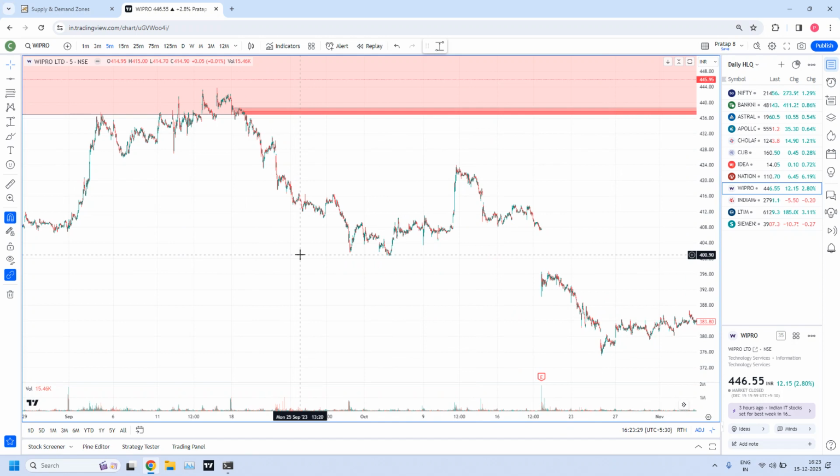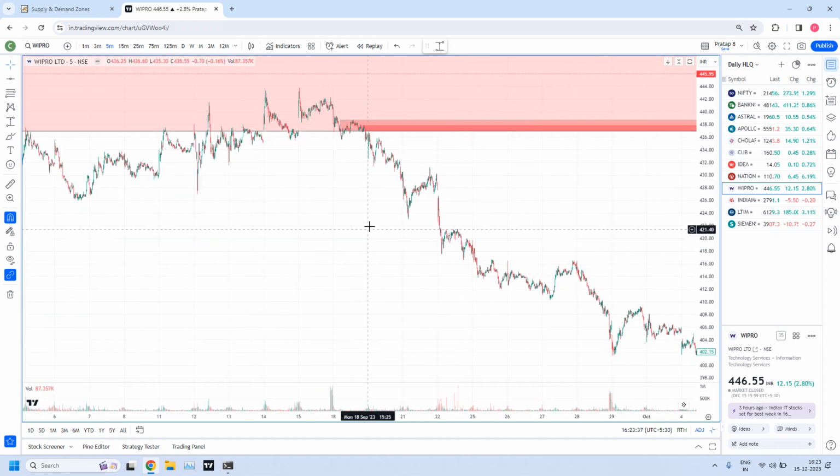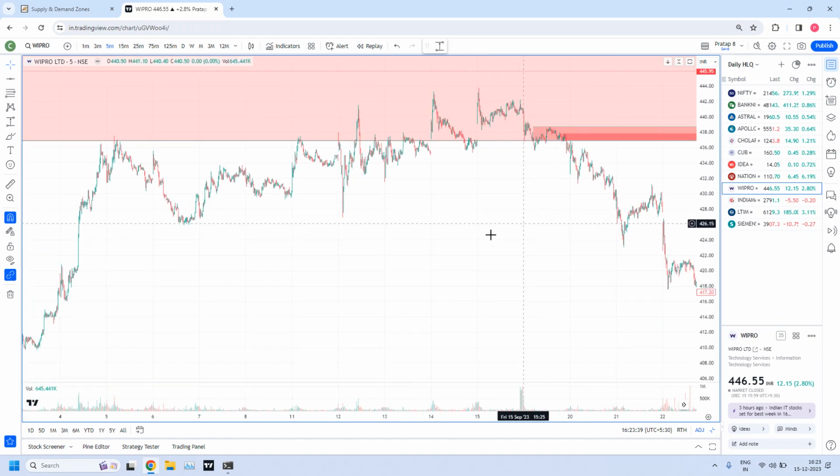In 5 minutes, if the price structure is not good, we don't take the trade, because there are higher chances of violating that zone. That's why we always have to look at least up to the 5 minutes time frame level.